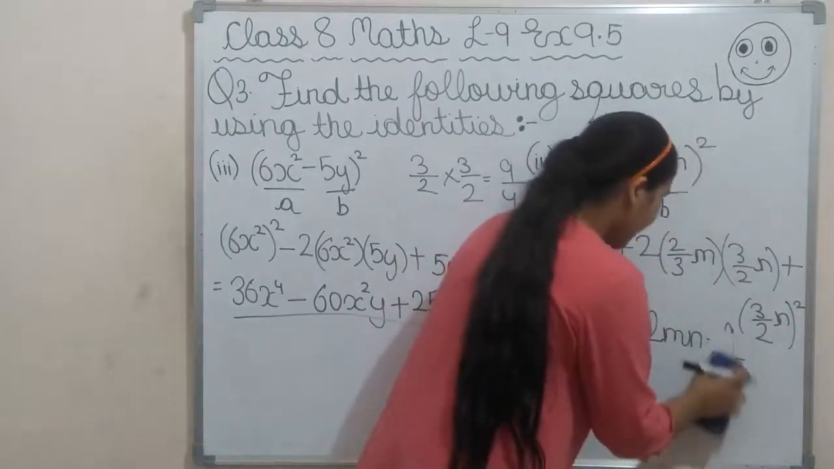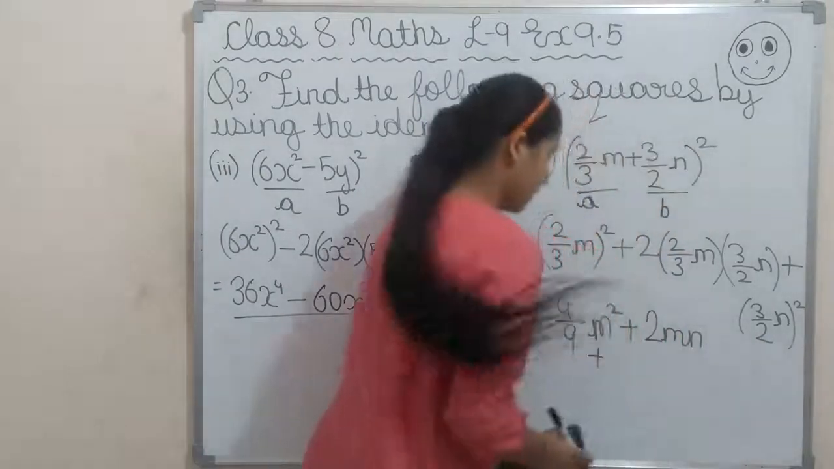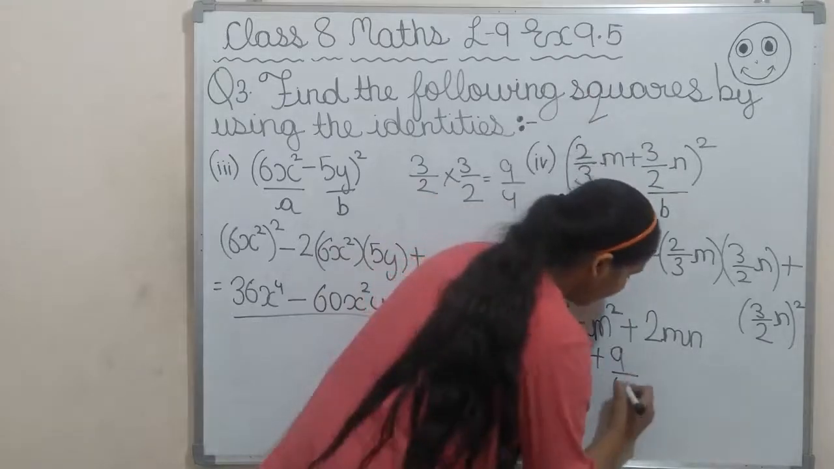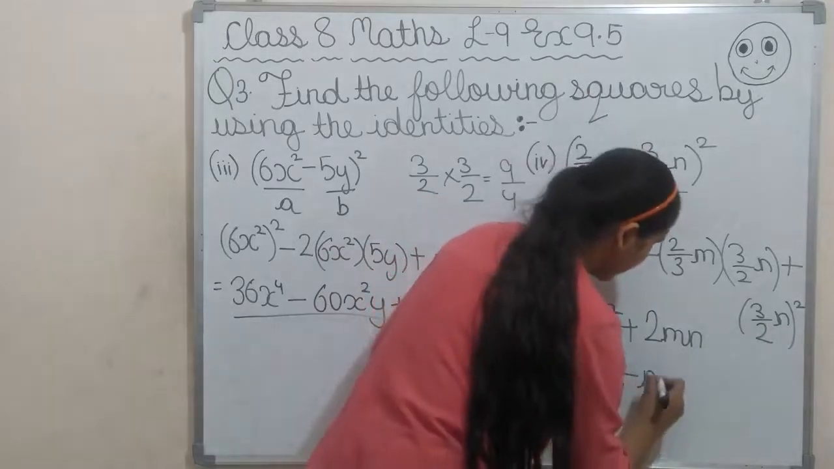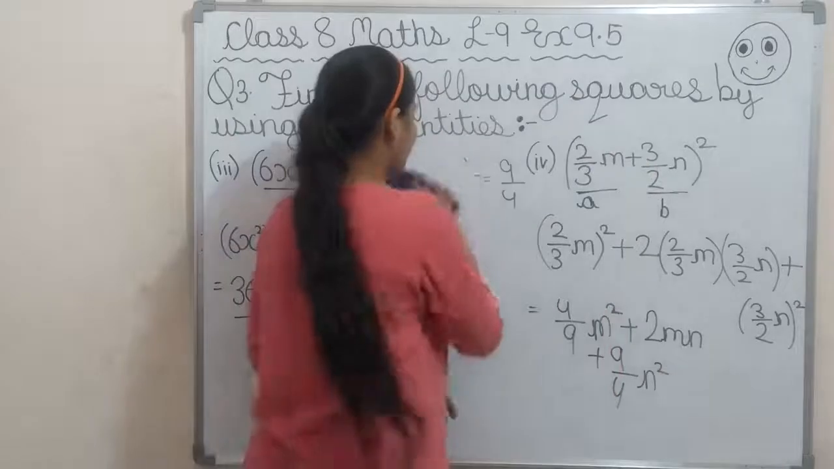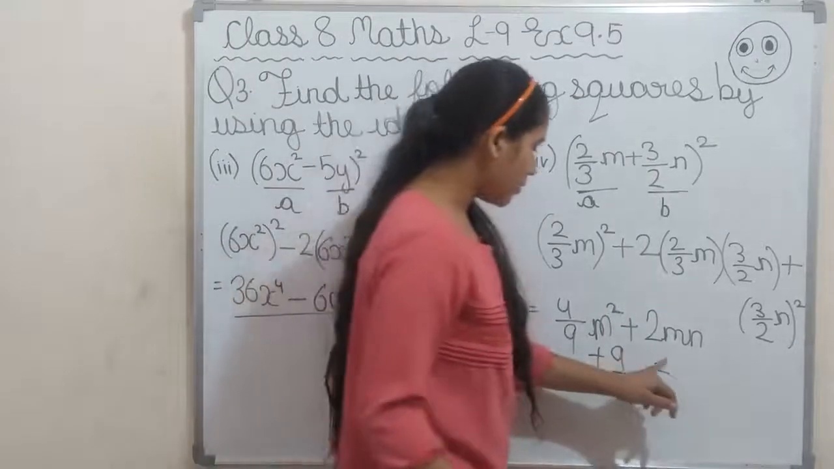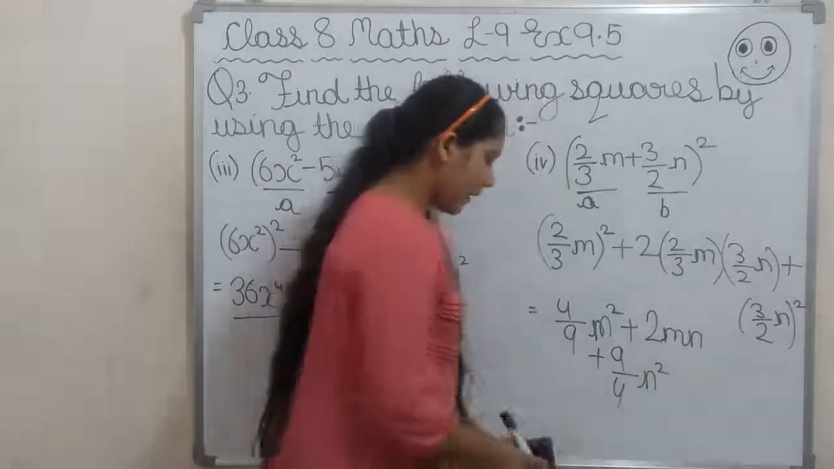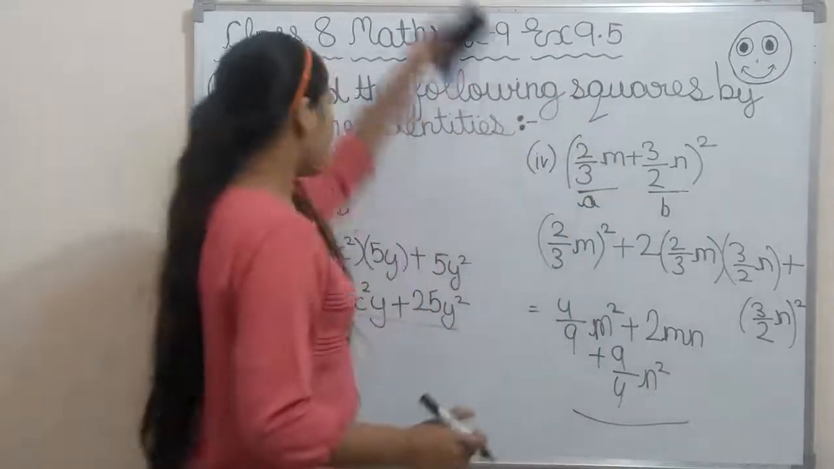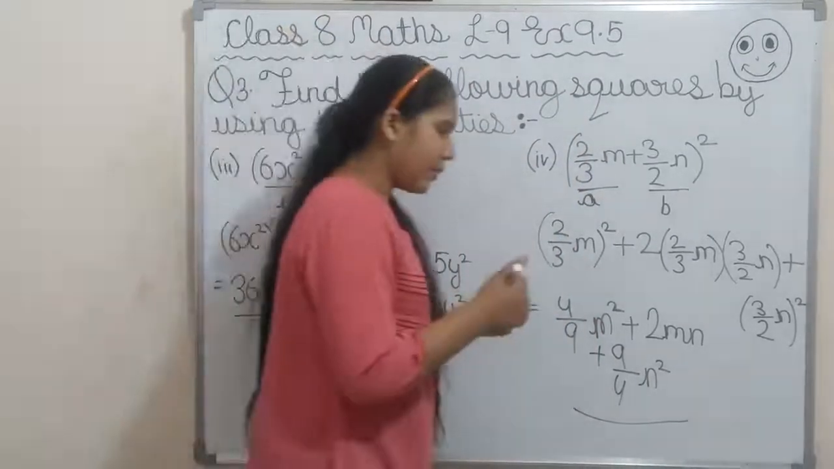Wait, I should write down 9 by 4. This n square also we have to give. So this answer should be 4 by 9 m square plus 2mn plus 9 by 4 n square. So this is the answer of question number part 4th.